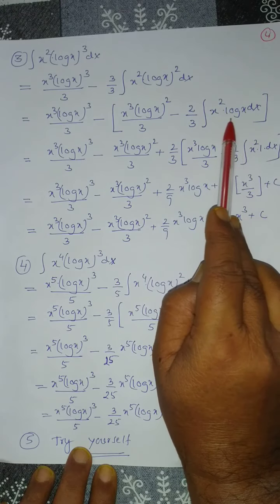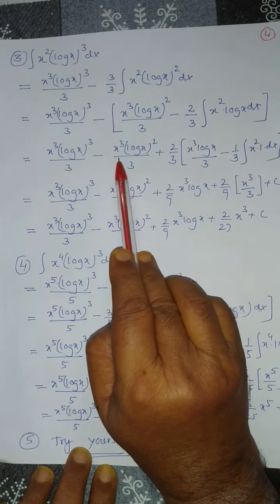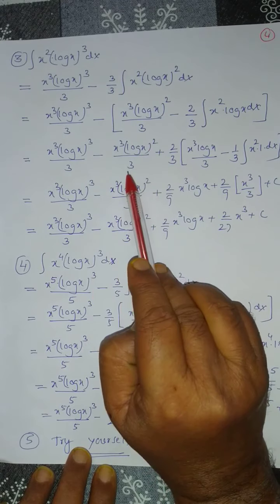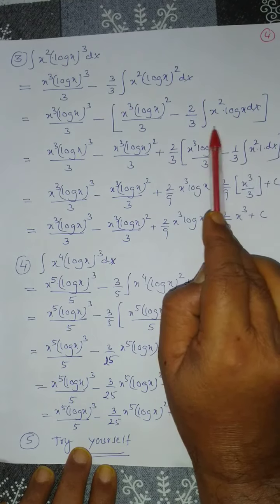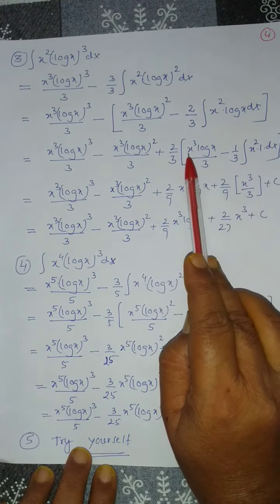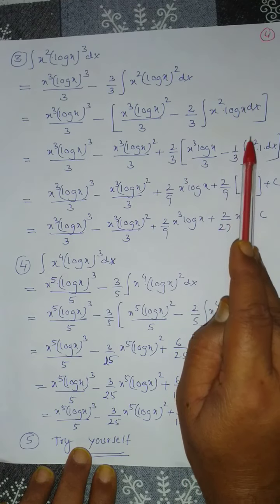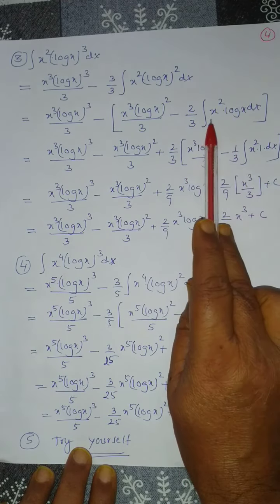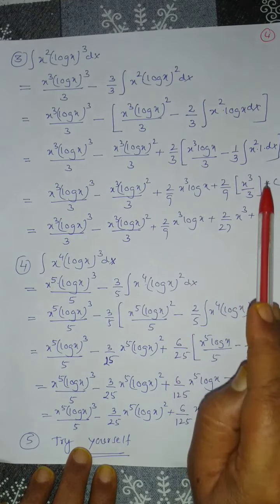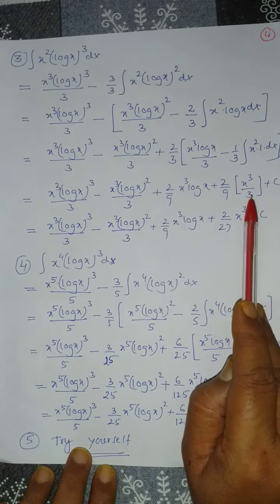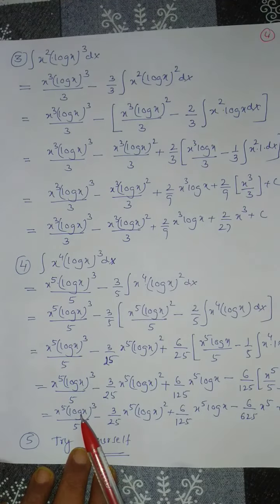Again apply the reduction formula. Before that, remove the bracket: minus x cube log x square by 3, minus into minus is plus 2 by 3. Now put the bracket to apply the reduction formula: x cube log x upon 3 minus 1 by 3, x square, log raised to 0 is 1. So this is how we are integrating. The integral of x square is x cube by 3. Just simplify these terms, you get it.